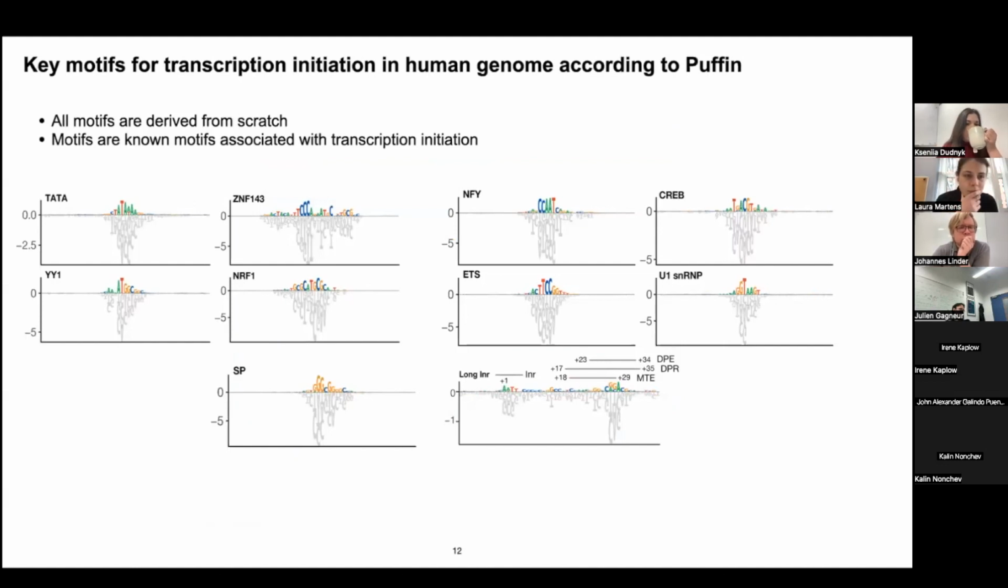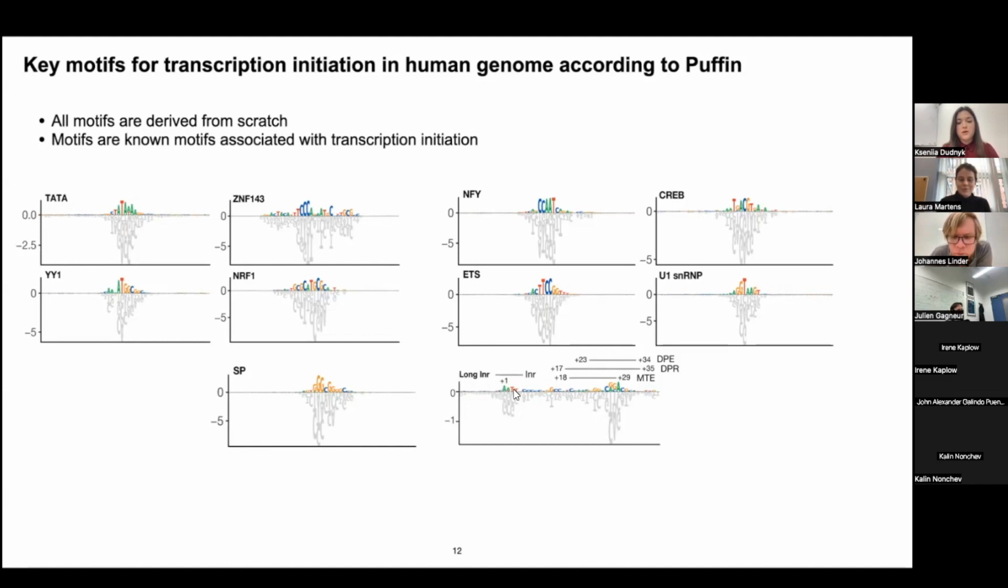So now we can have a look at what motifs Puffin learned. Puffin learned that only 10 motifs can explain transcription initiation in most human promoters. This is very convenient because 10 is not that many. And all of these motifs are actually known motifs that are associated with transcription initiation activity: TATA, YY1, NRF, ETS, NFY, and so on, the SP motif. The only motif that is new, in a sense, is a motif that we call the lone initiator.